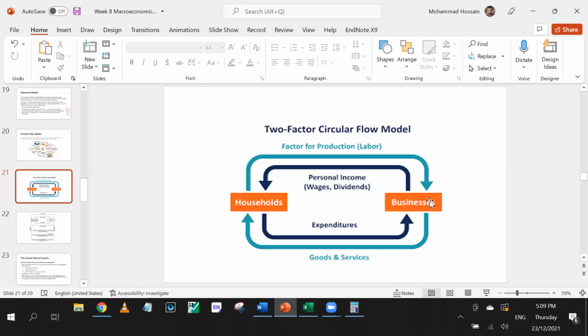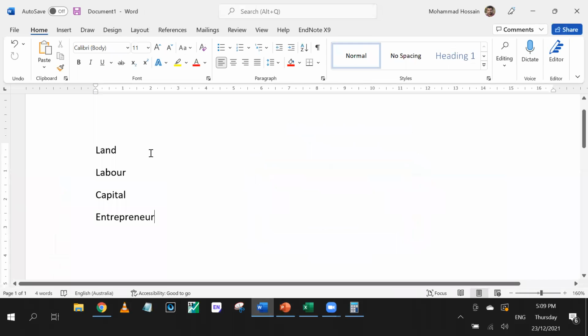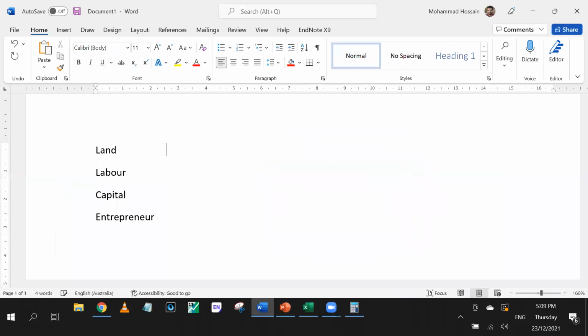When the business takes these things, in return, business will actually give them, you see the upper dark blue, in return business will give them 4 items. For land, they will give them rent. For labor, they will be given wages. For capital, they will be given interest. We just give them a general name. Entrepreneur, we give them profit.